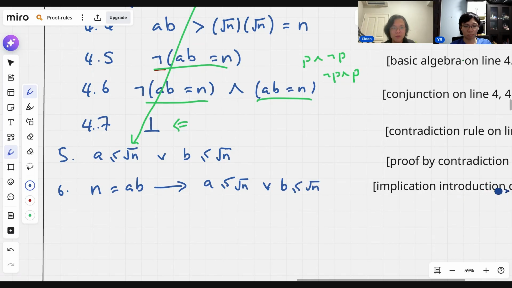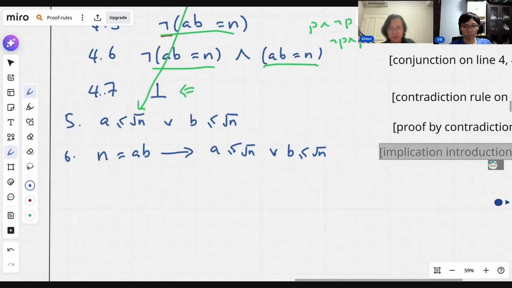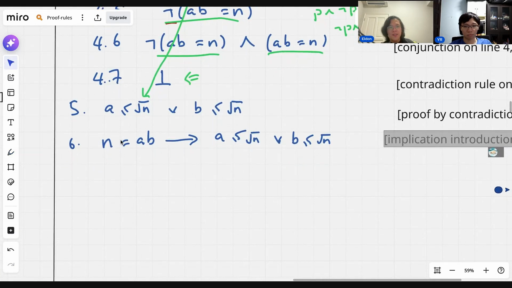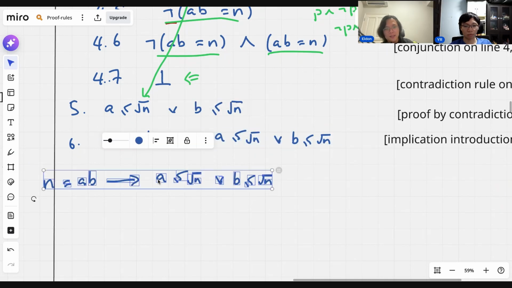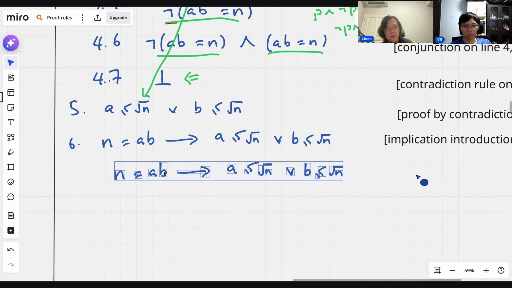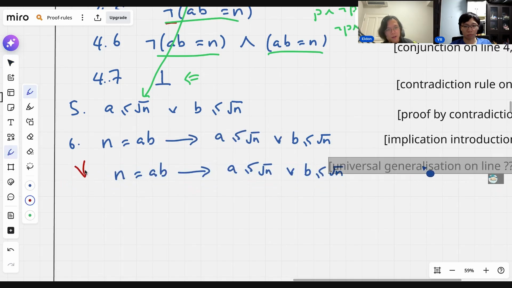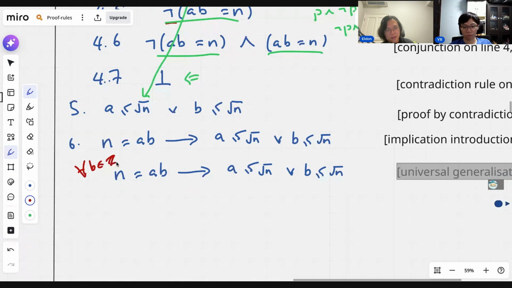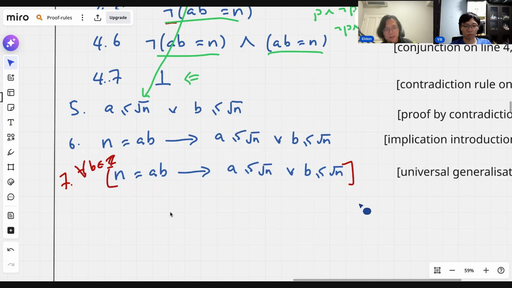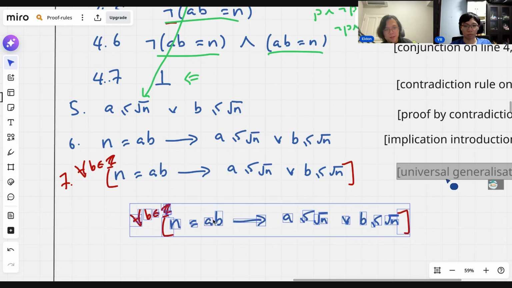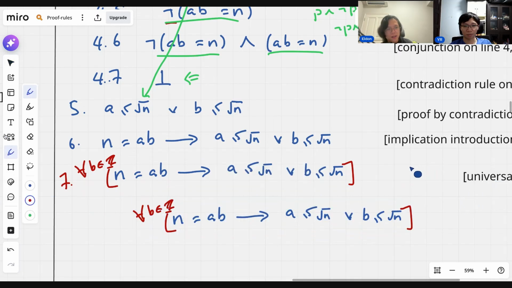So now we remove the assumption. We use the implication introduction rule, and then now we can do the copy pasting. Take the conclusion that you made, paste it, and we can write for all b in Z. This is line 7. Now we're using universal generalization. Take this line, copy paste it. I need some space on the right, so I'll shift this further to the right. So you can say for all a in Z.